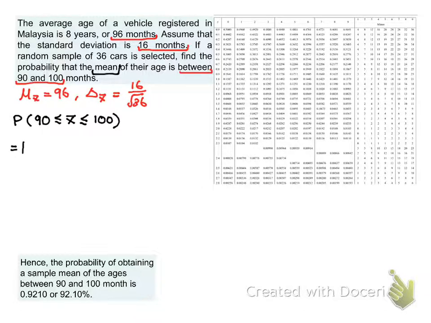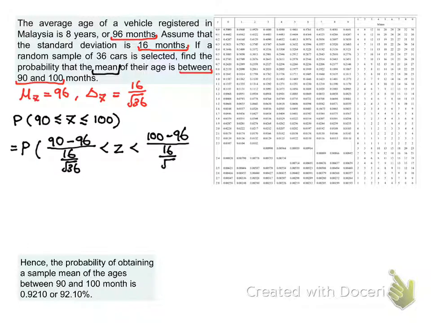So again, we need to convert it to z. We apply the formula: 90 minus 96 divided by 16 divided by the square root of 36. Okay, so now it's less than. If you want to put equal also can, because for continuous it doesn't matter for the equal sign. Change to z, and then 100 minus 96 divided by 16 over the square root of 36. Okay, so far so good? Is that too fast?